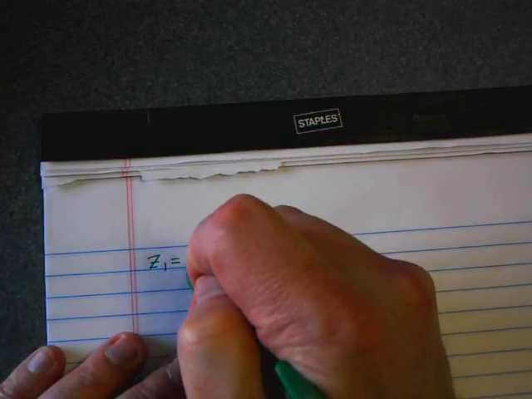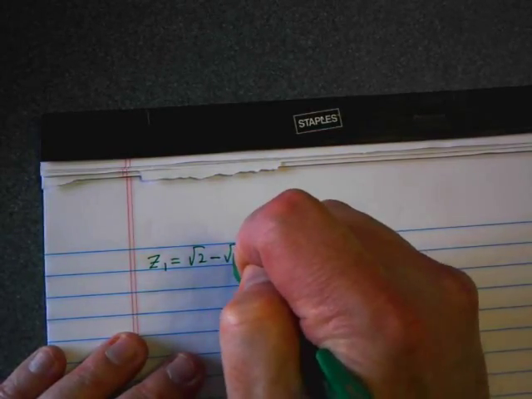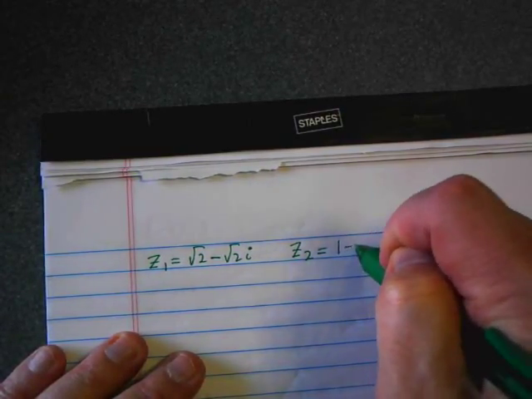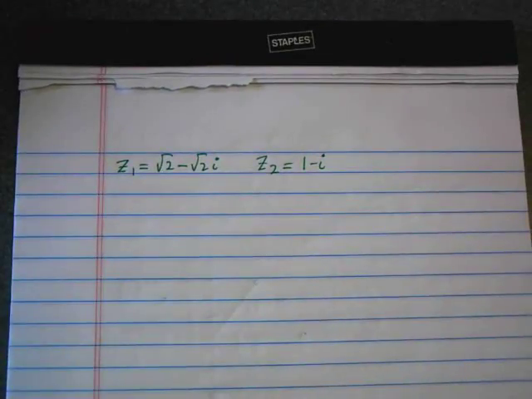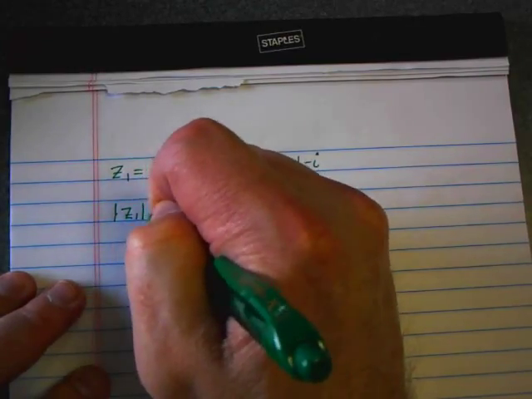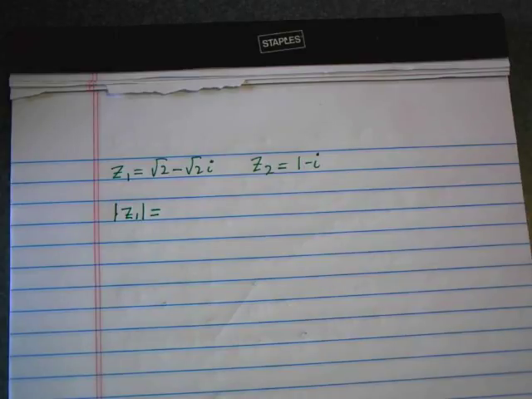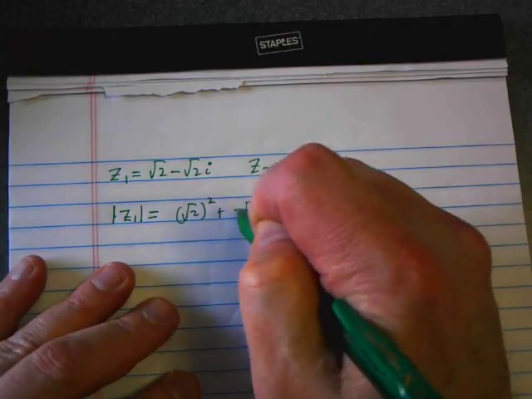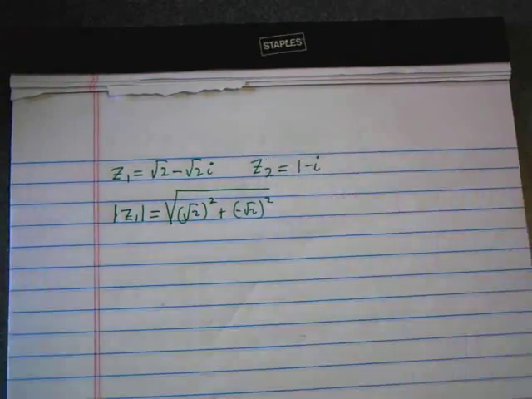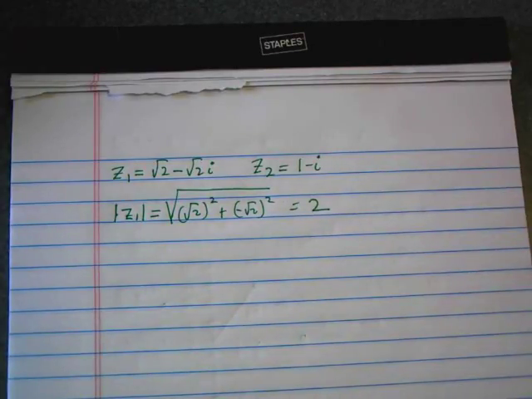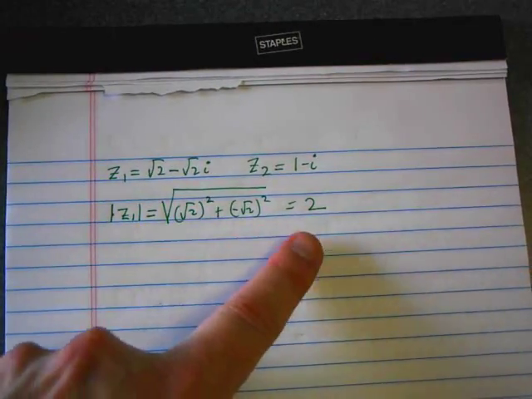Z1 is square root of 2 minus square root of 2i, and Z2 is 1 minus i. Okay, so to convert those into polar form, first I have to find the length. So the length of Z1 is going to be, I take the square root of 2 and I square it. I take negative square root of 2, I square it. And then I take the square root of that whole thing. And I think I get 2. Because this is 2, that's 2, 2 plus 2 is 4, square root of 4 is 2.